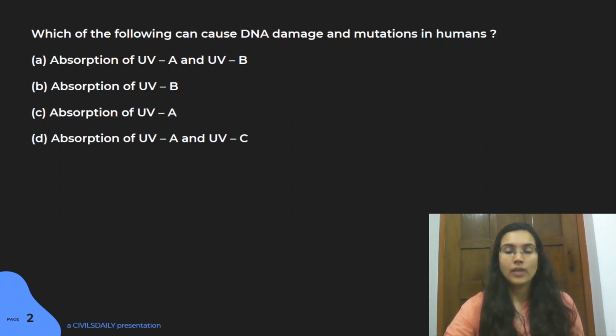Now, this question is important in the sense that a lot of times questions related to rays, like UV rays or radio waves or light waves, are sometimes asked in your Prelims. So in that sense, it's important. And when we're talking about UV rays, there are basically three types of UV rays that come towards the Earth's surface. That is UVA, UVB and UVC.